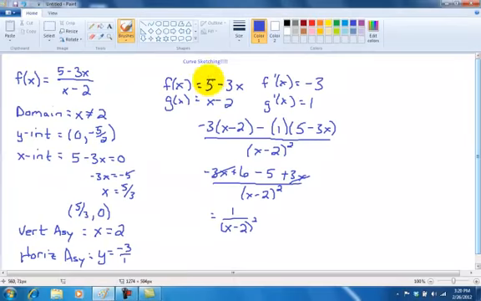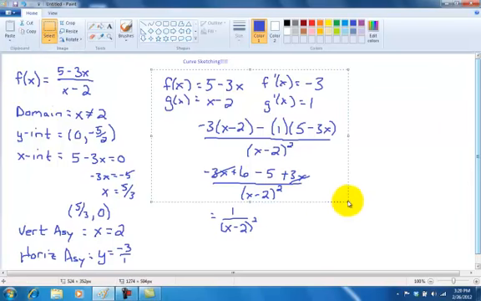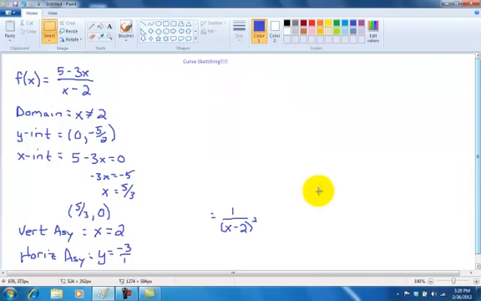That's nice. Alright, so now I'm going to use my paint to get rid of that, just so I don't have all that work there. So that means my first derivative is 1 over (x minus 2) squared. Okay?